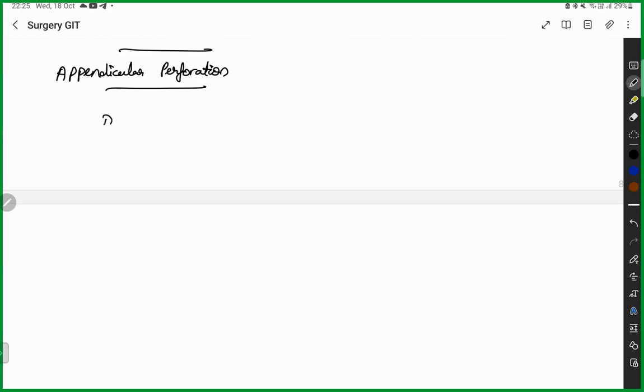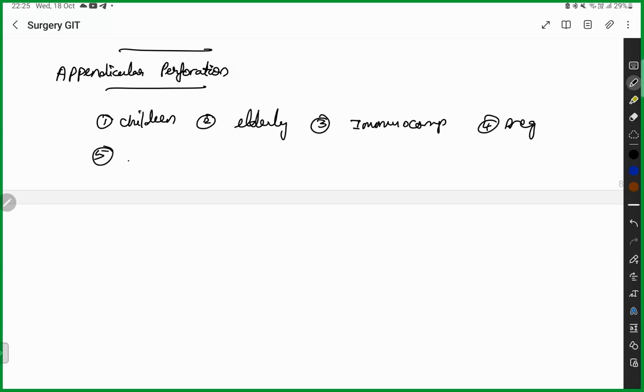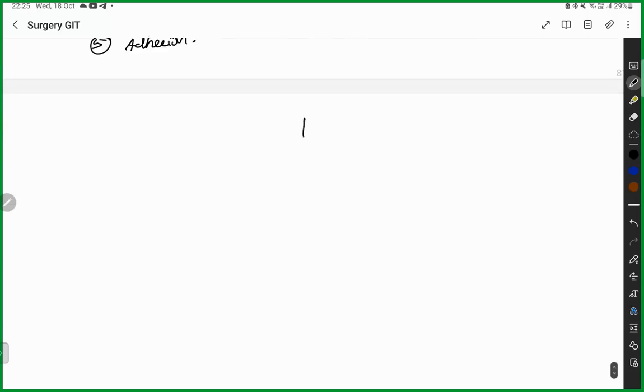For example, in children, in elderly patients, in immunocompromised patients, when the patient is pregnant, or when there are going to be adhesions. In all these conditions, if you see perforation, you go for what incision? Lower midline incision. Very, very important. And the most common extrauterine abdominal emergency during pregnancy is going to be appendicular perforation.